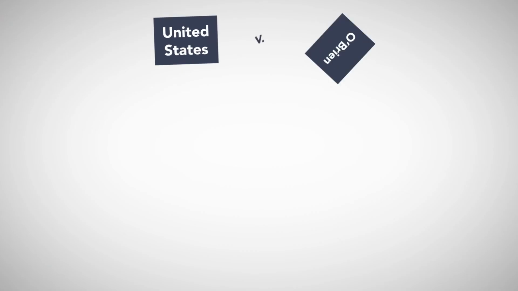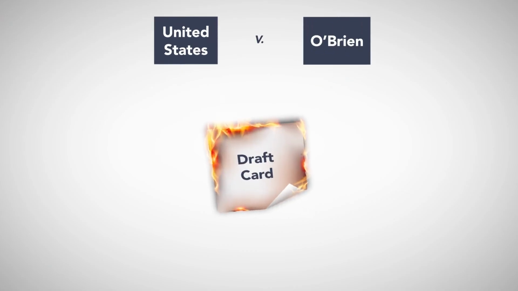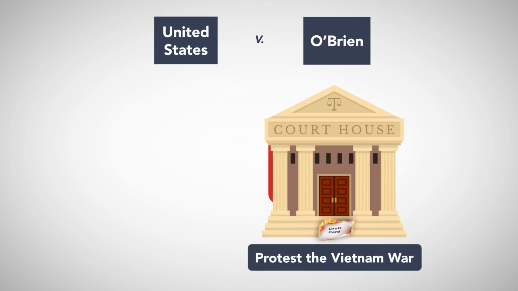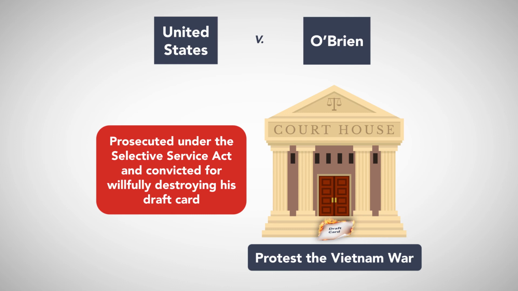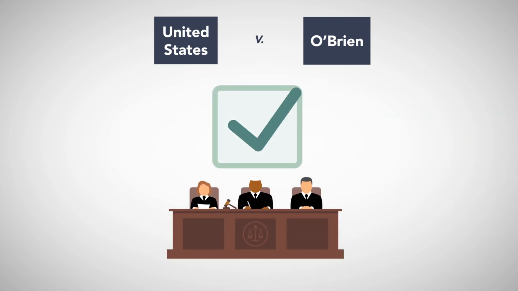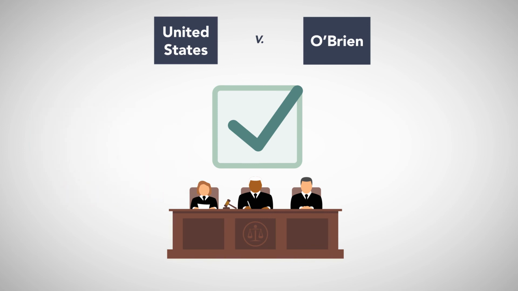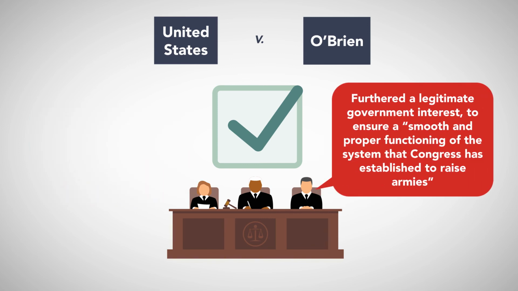In United States v. O'Brien, the defendant burned his draft card on the steps of a courthouse to protest the Vietnam War. He was prosecuted under the Selective Service Act and convicted for willfully destroying his draft card. The Supreme Court upheld the federal statute and reasoned that it was a valid time, place, and manner restriction on speech. It reasoned that the Act's prohibition on burning draft cards furthered a legitimate government interest to ensure a smooth and proper functioning of the system that Congress has established to raise armies.